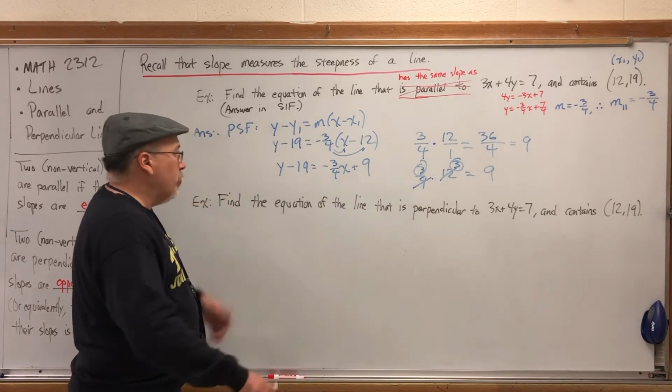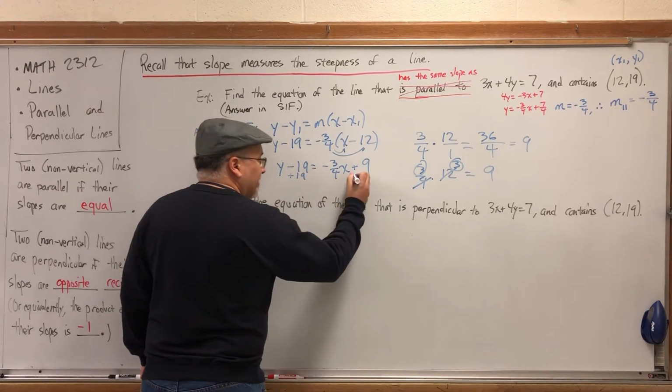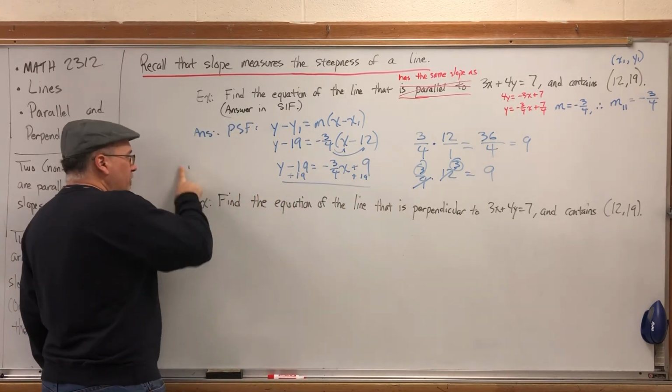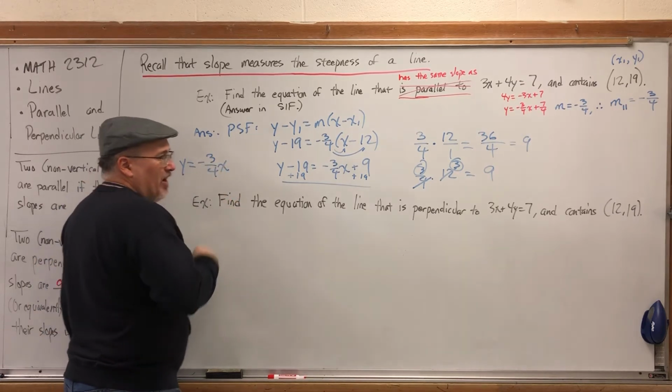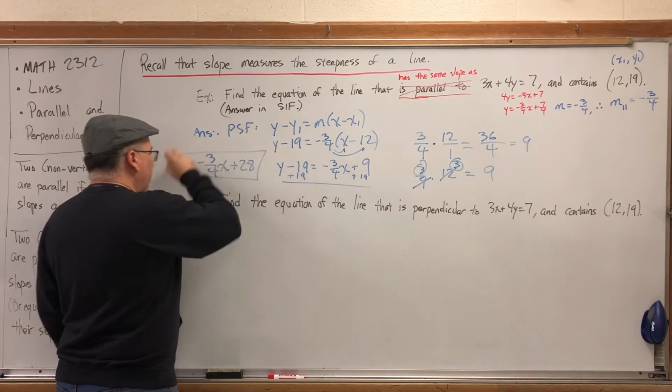All right, so anyway, we're close to the slope-intercept form. All we have to do is isolate the y. So if we add 19 to both sides, that will give us a final answer of y equals negative 3/4 x. And then positive 9 and positive 19 is positive 28. There's our equation.